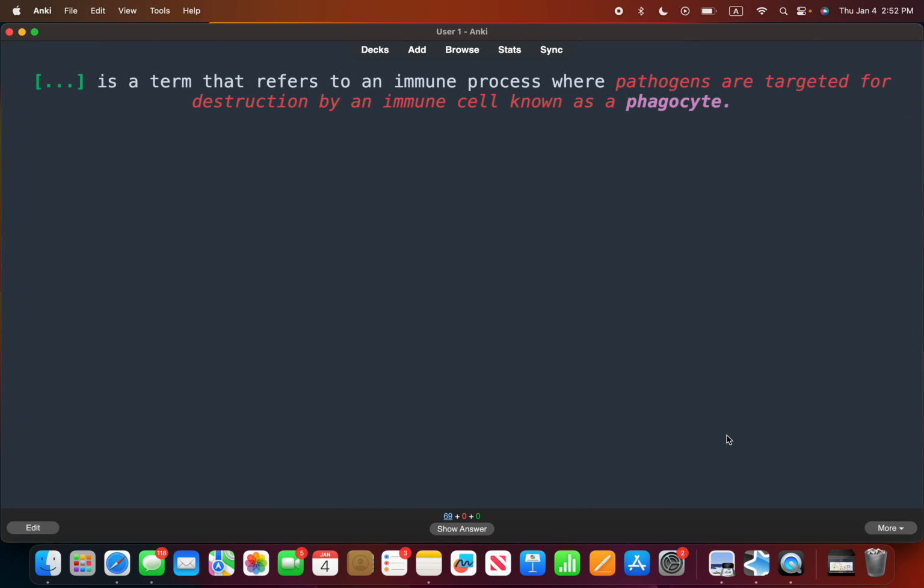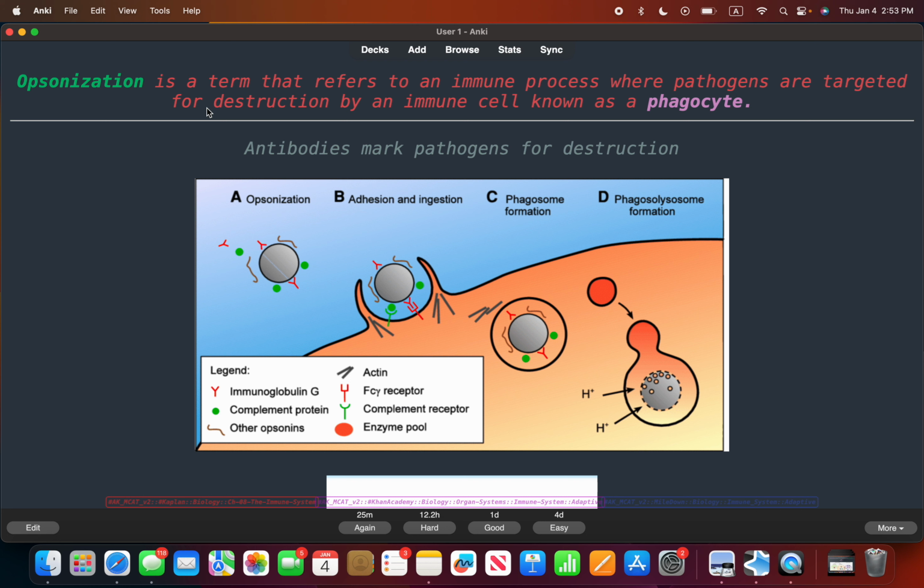For now, we're good. What is a term that refers to an immune process where pathogens are targeted for destruction by an immune cell known as a phagocyte? So the process we're talking about here is tagging the pathogens for destruction by a phagocyte. Opsonization is that process. Okay, now we know what opsonization is as well. So antibodies mark pathogens for destruction, and opsonization is A.